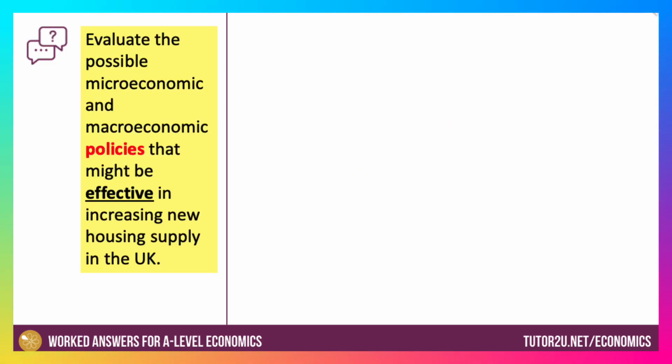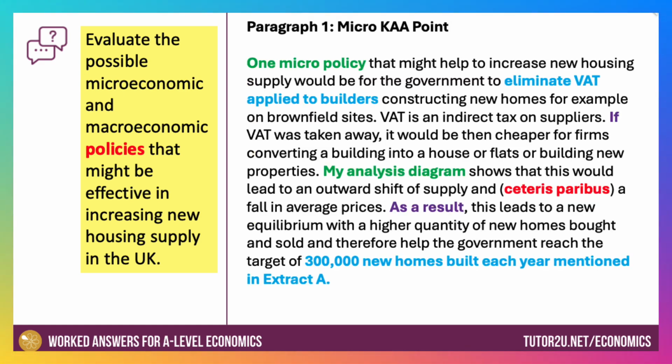We're going to look in this video at two 25 mark questions. Here's the first one. Evaluate the possible micro and macro policies that might be effective in increasing new housing supply. So the fundamental issue is that we're not building enough new homes. And the key word in that question is effective. So you need to think about policies that might work in expanding the supply of new housing.